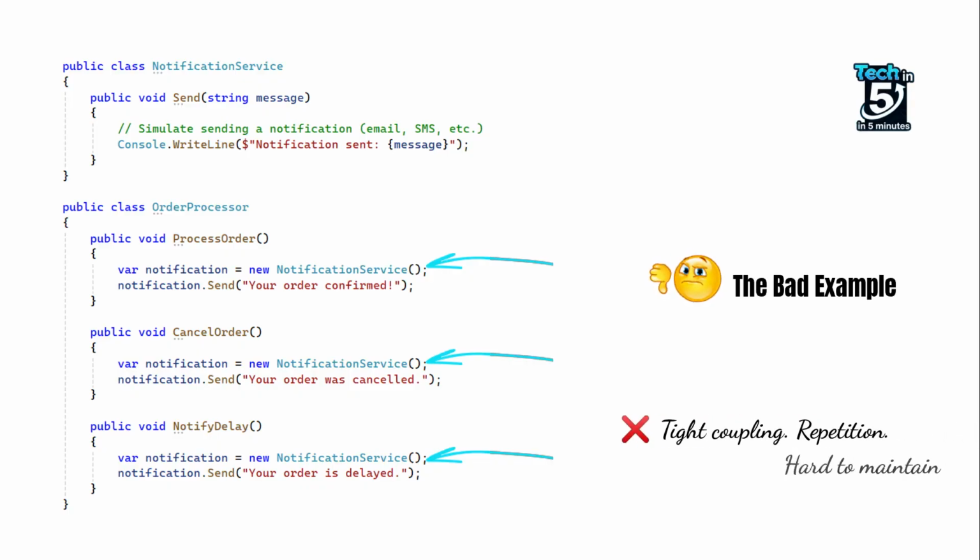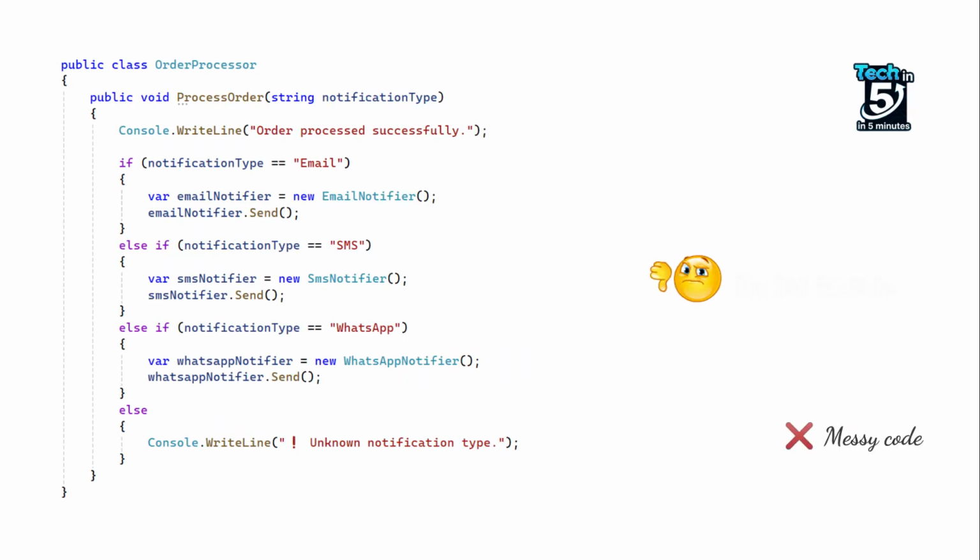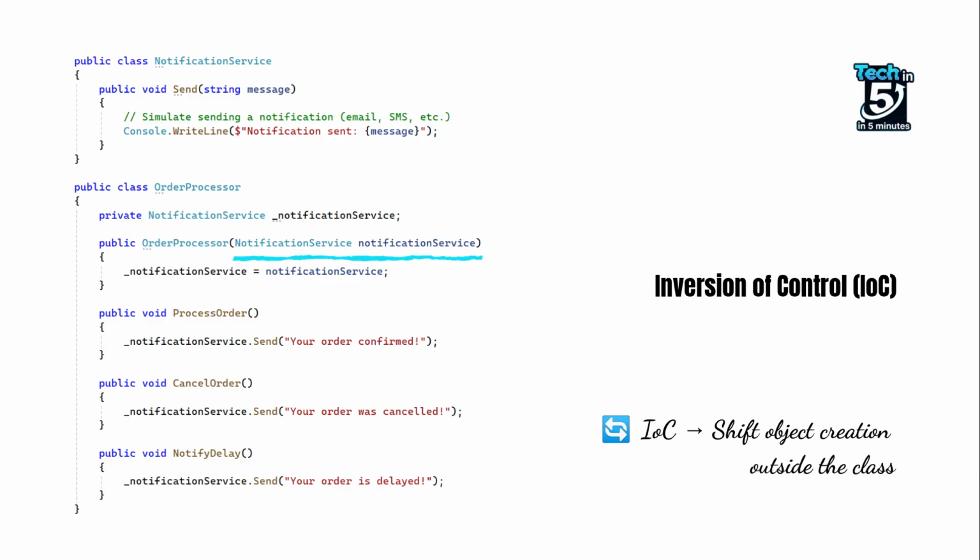Let's start with messy code. This order processor creates its own notification service every time. It works, but it's tightly coupled, hard to test, and painful to change. Every method repeats the same dependency creation. If we ever change how notifications work, say from email to SMS, we'd have to edit every method: process order, cancel order, and notify delay. That's not scalable. Inversion of control, or IoC, flips the responsibility.